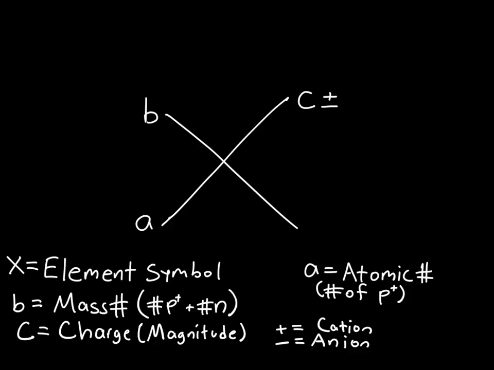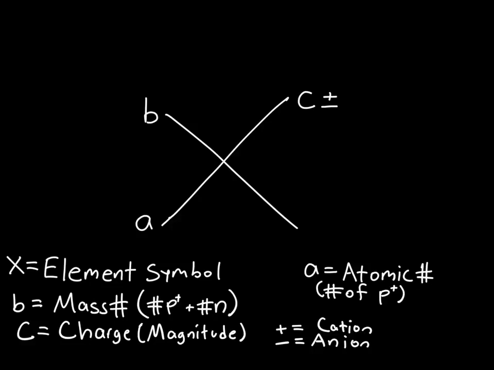The third number on this schematic, C, is the charge number. C itself shows the magnitude of the charge, while the plus or minus shows the type of ion it is. A positively charged ion is also known as a cation, whereas a negatively charged ion is called an anion.